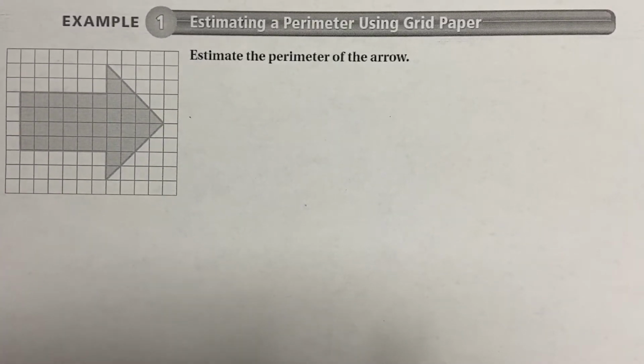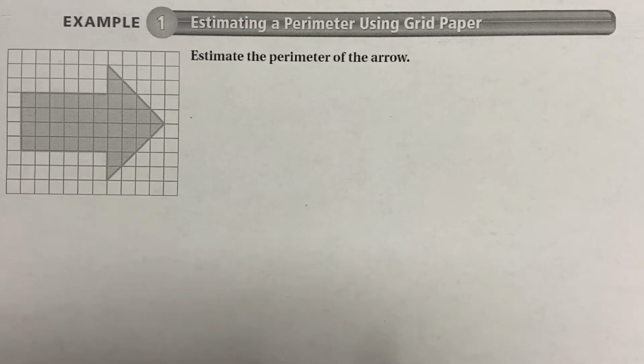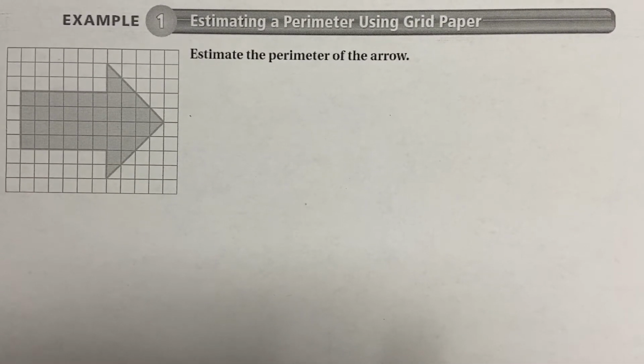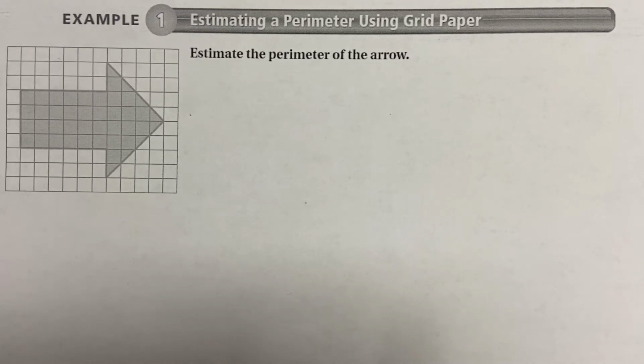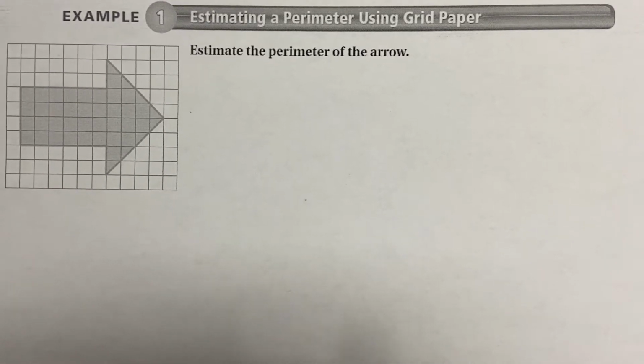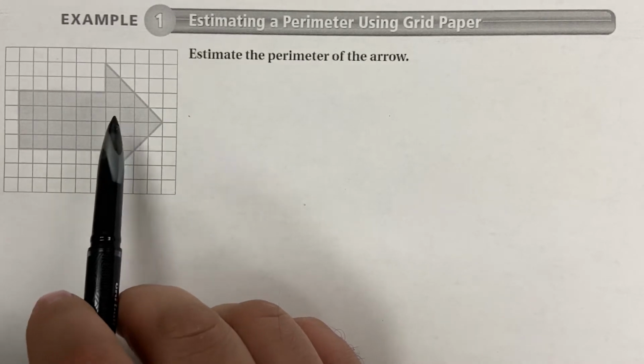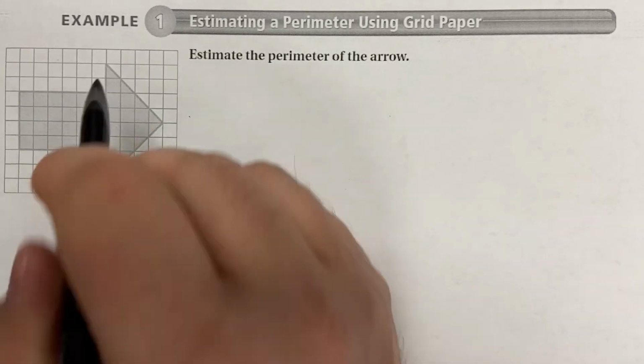Today we're going to be talking about estimating the perimeter of a composite figure. Remember, a composite figure is nothing more than a shape that has more than one shape to make it. Now, to show you, here you can see a triangle on this side and then a rectangle on this side.